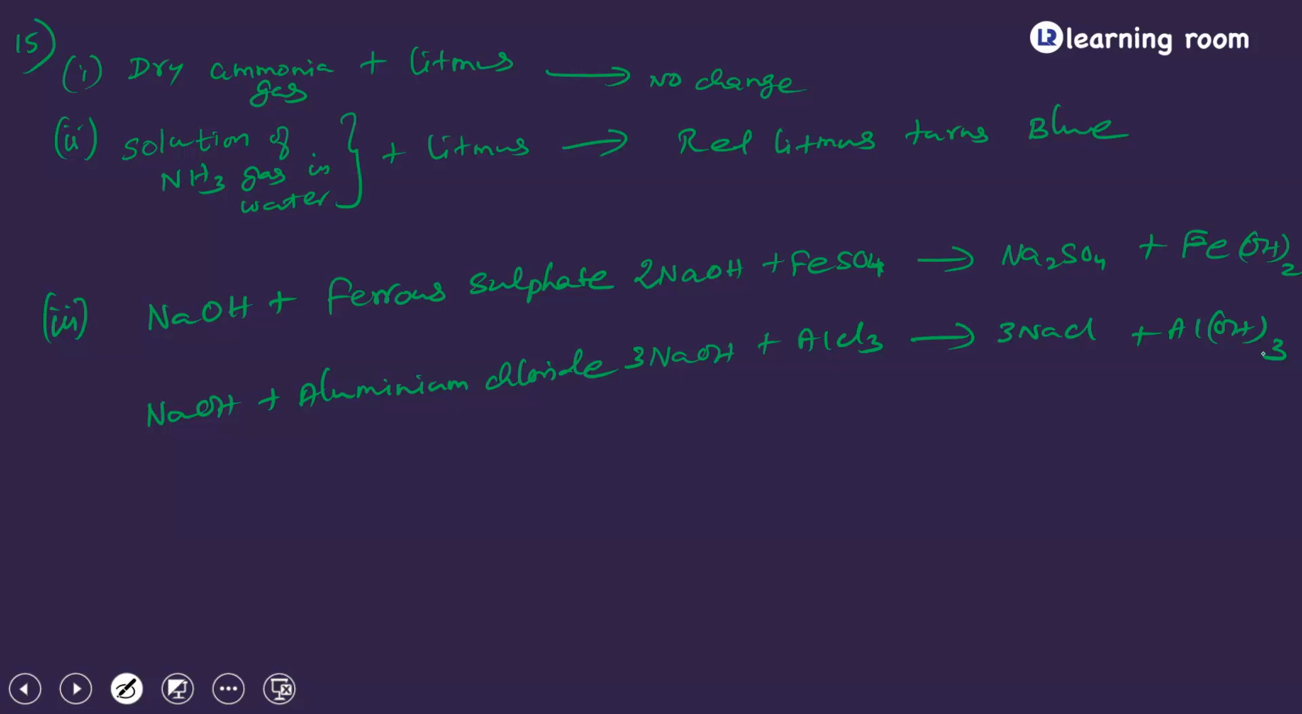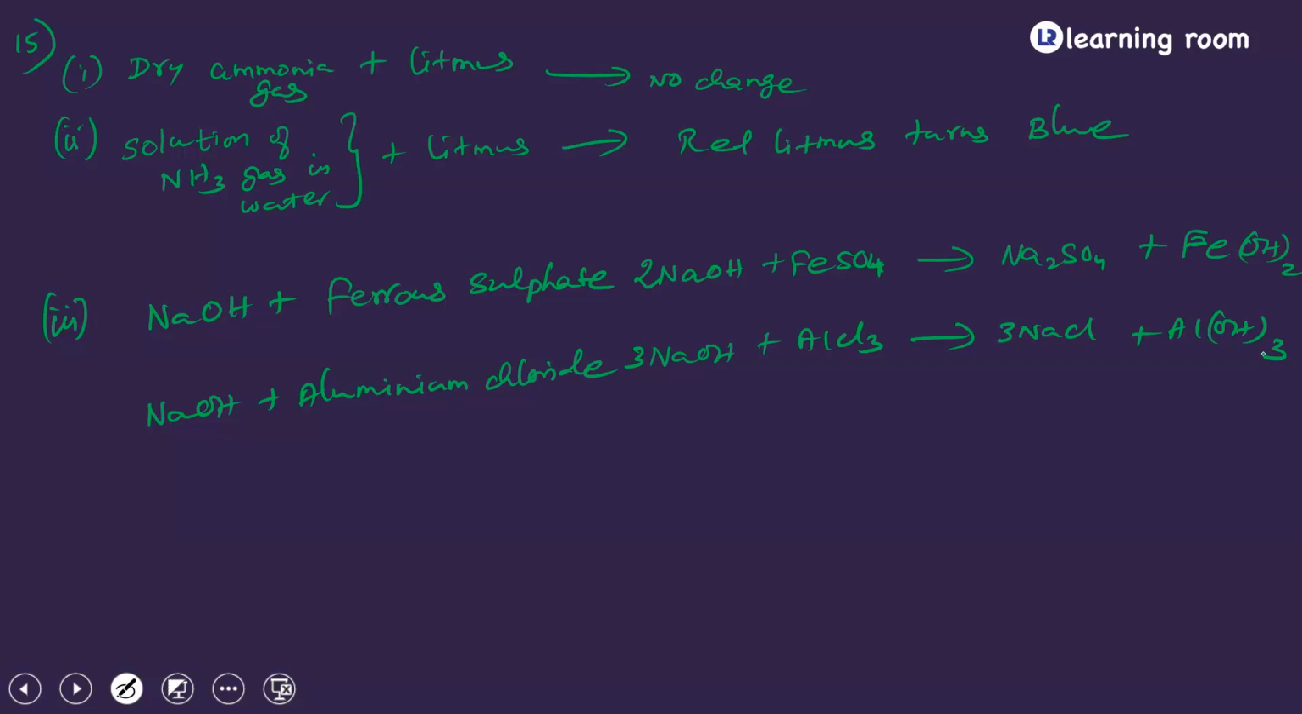What is the action of dilute sulfuric acid on zinc granules? Name the gas evolved and how will you test for the gas? This question was asked in 2016. Draw a neat and labeled diagram to show the following activity. First one, action of dilute sulfuric acid and zinc granules. Name the gas evolved and how will you test for the gas?